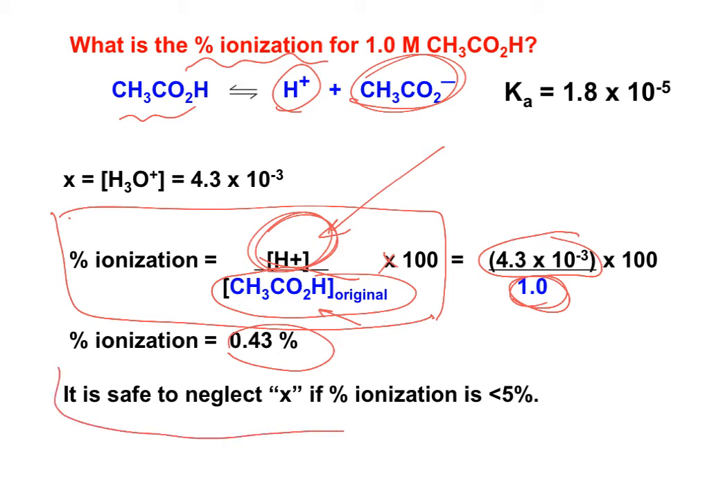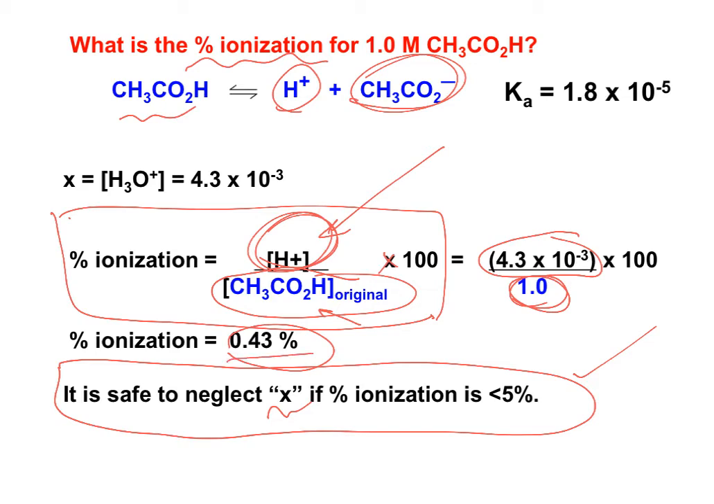And just a comment, percent ionization: one of the most valuable pieces of information it gives us is it tells us whether or not it is in fact mathematically safe, or statistically safe, to neglect that x. If you remember on the last slide, it saved us from having to do a quadratic. If the percent ionization is less than 5%, that means it is in fact okay to neglect x. If the ionization is 5% or greater, you're stuck doing the quadratic.